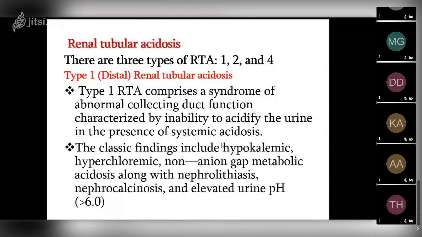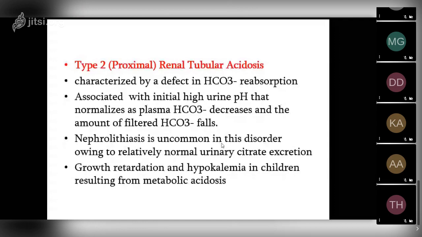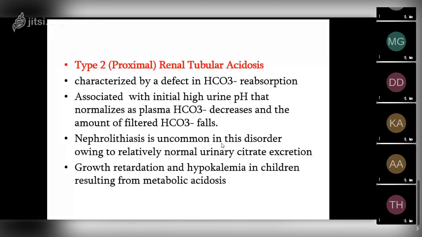The second type is the proximal one, and it is characterized by a defect in bicarbonate reabsorption, associated with initially high urine pH that normalizes as the serum bicarbonate decreases and the amount of filtered bicarbonate falls. Nephrolithiasis is uncommon in this disorder owing to relatively normal urinary citrate excretion, and growth retardation and hypocalcemia in children result from metabolic acidosis.